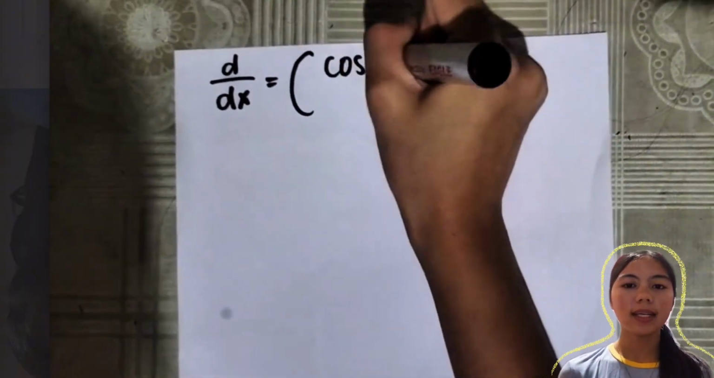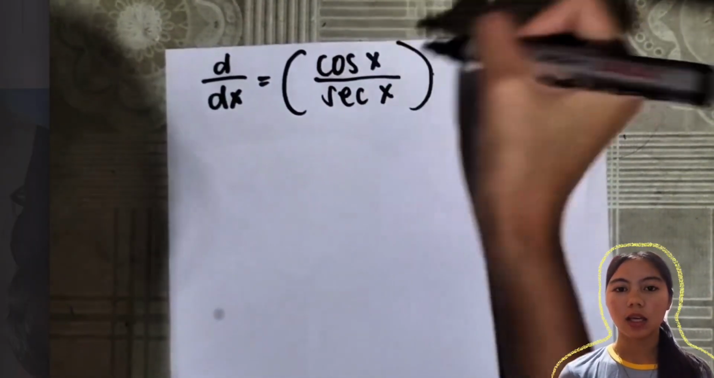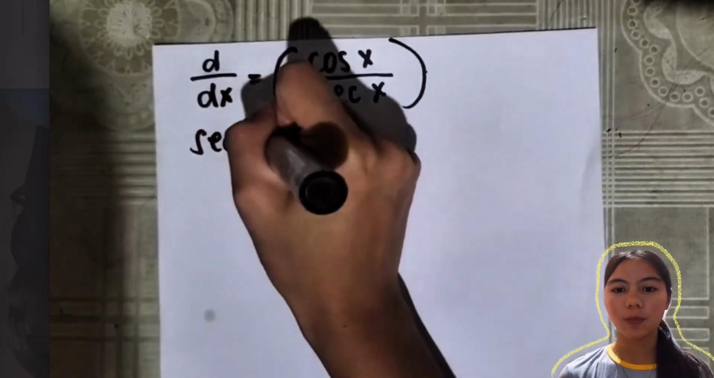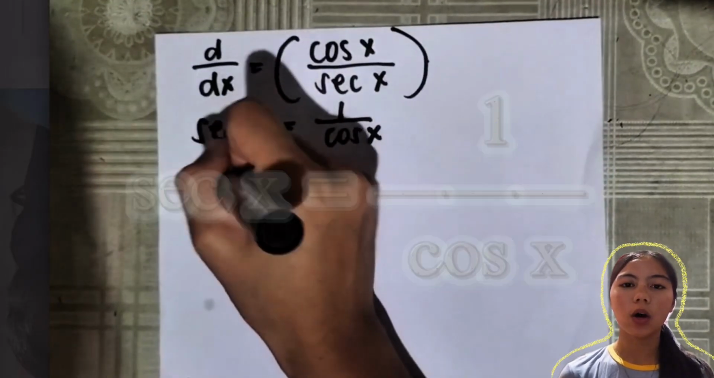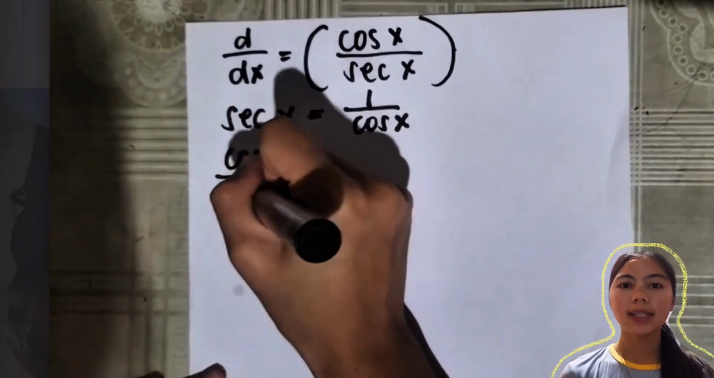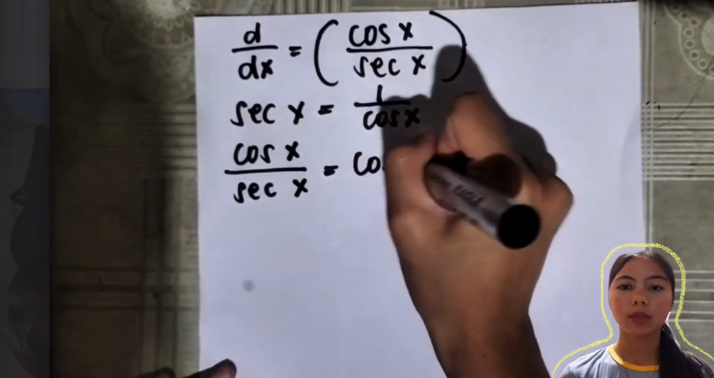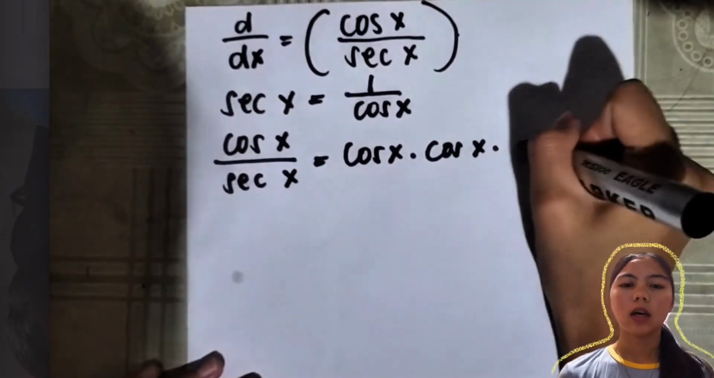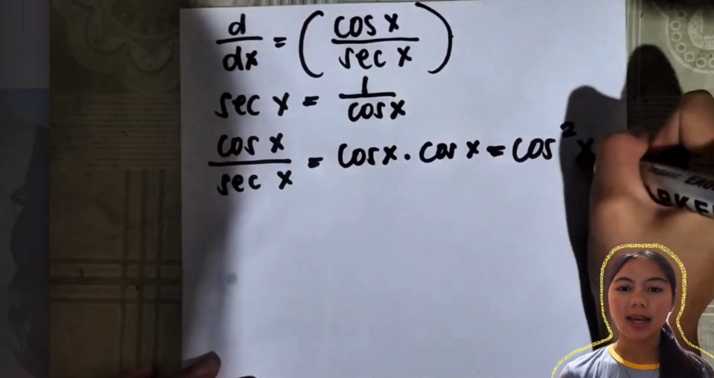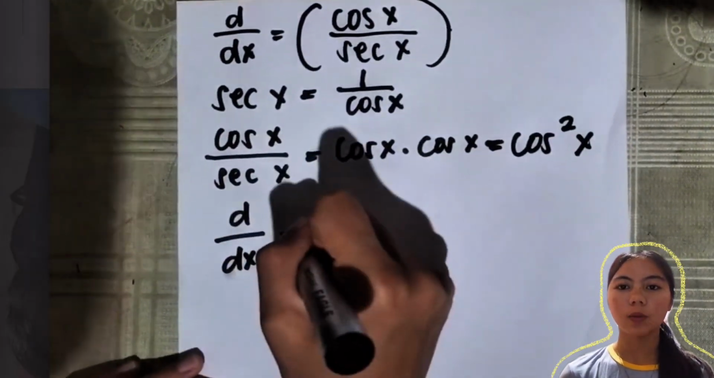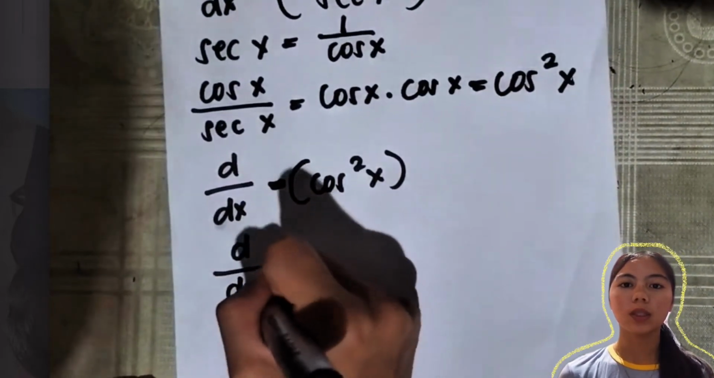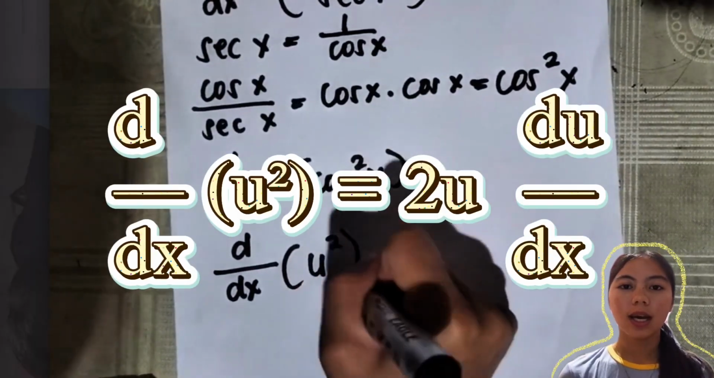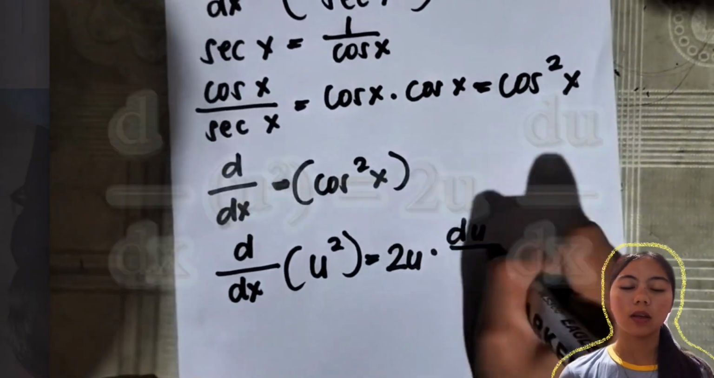We are given the expression d over dx of cosine x divided by secant x. First, we simplify the expression. We use the identity that secant x is equal to 1 over cosine x. So, cosine x divided by secant x becomes cosine x times cosine x, which is cosine squared x. Next, we differentiate cosine squared x. To do this, we use the chain rule. The chain rule states that the derivative of u squared is equal to 2u times the derivative of u.